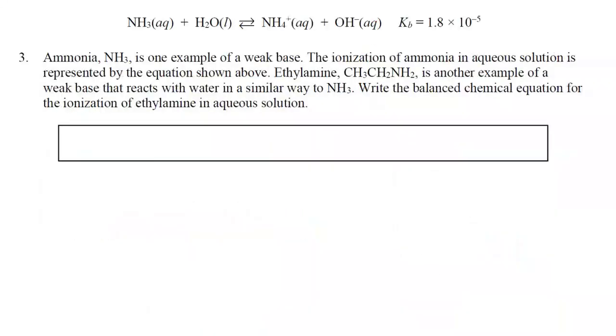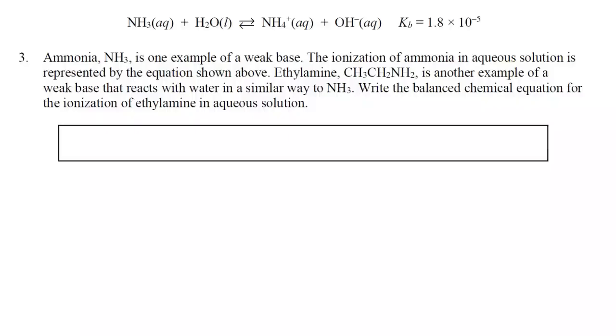In question 3, it says that ammonia, NH3, is one example of a weak base. The ionization of ammonia in aqueous solution is represented by the equation shown above. So we can see in the equation that NH3 reacts with H2O to produce NH4+, which is the ammonium ion, or the conjugate acid of ammonia, and the hydroxide ion. Ethylamine, CH3CH2NH2, is another example of a weak base that reacts with water in a similar way to ammonia. Write the balanced chemical equation for the ionization of ethylamine in aqueous solution.